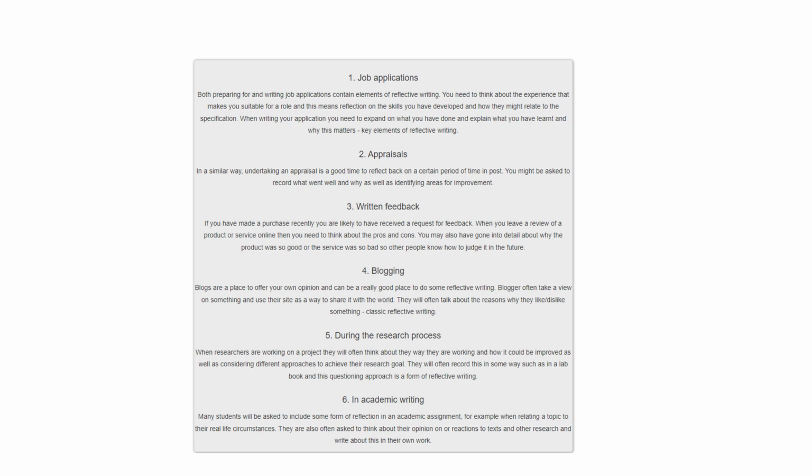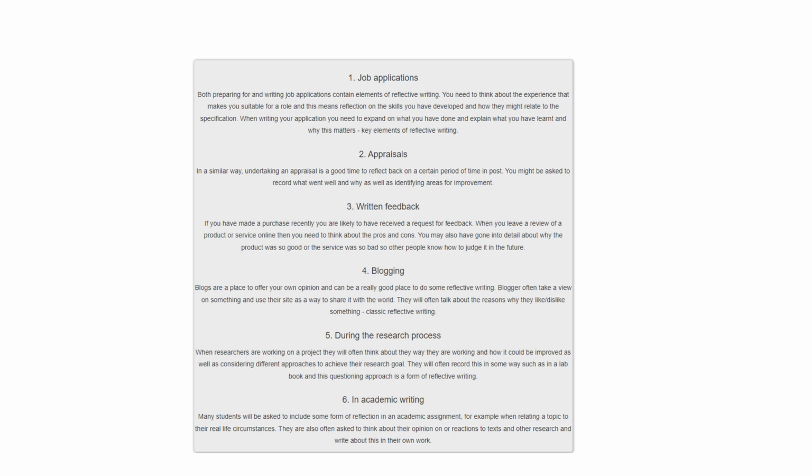Written feedback. If you have made a purchase recently, you are likely to have received a request for feedback. When you leave a review of a product or service online, you need to think about the pros and cons. You may also have gone into the details of why the product was good or the service was so bad, so other people know how to judge it in future.